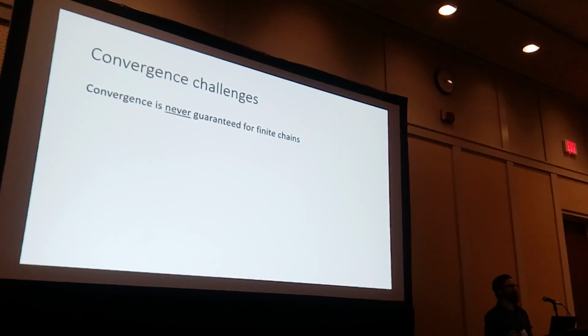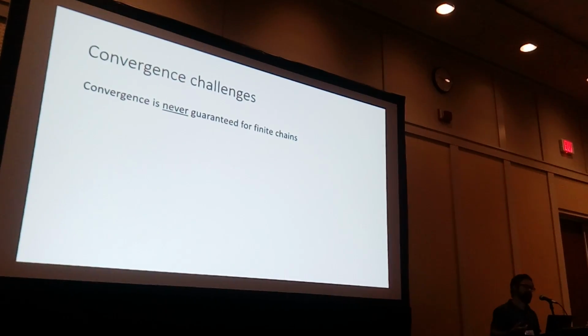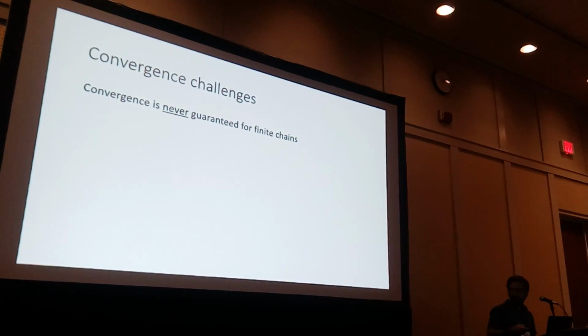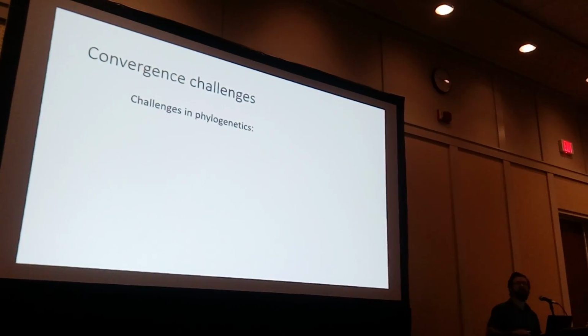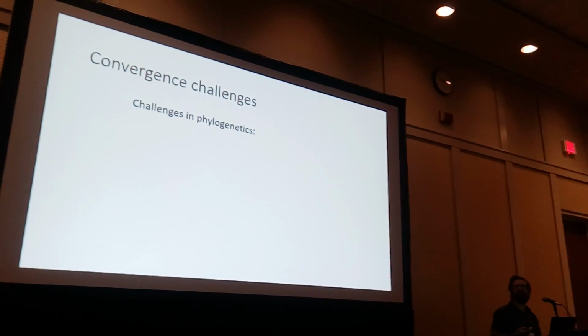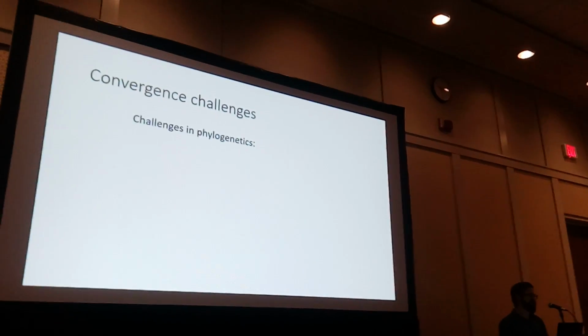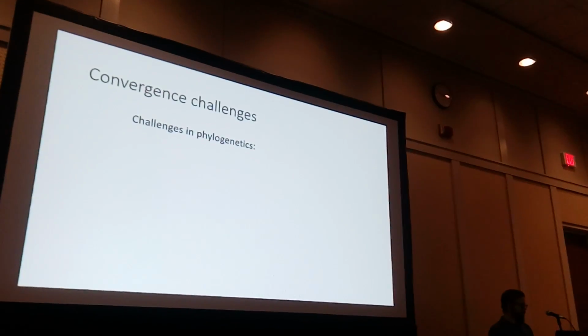Convergence, then, is one of the great challenges for Bayesian inference in general, because convergence is never guaranteed for any chain of a finite length. I don't know about everybody else, but I like to run all of my chains for finite lengths. And then beyond just that broad challenge for Bayesian estimation and MCMC estimation in general, in phylogenetics we have several additional challenges that we run into.